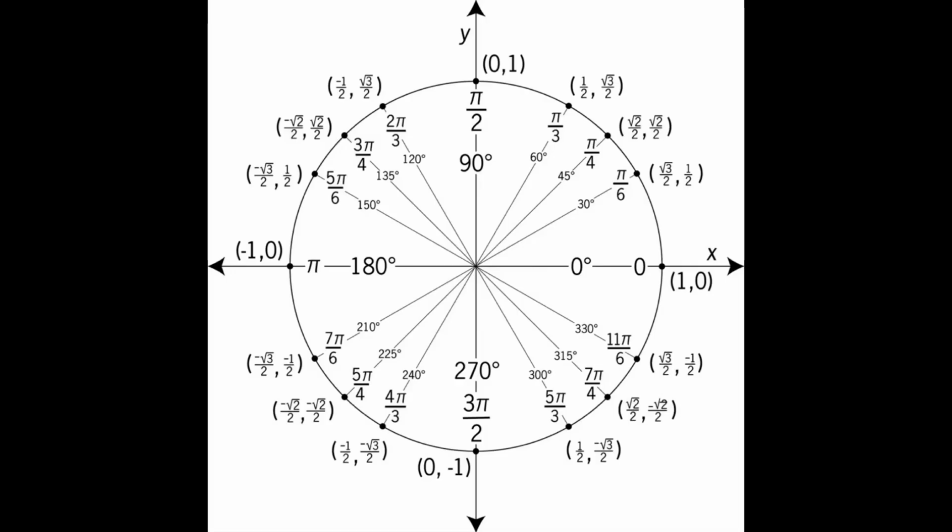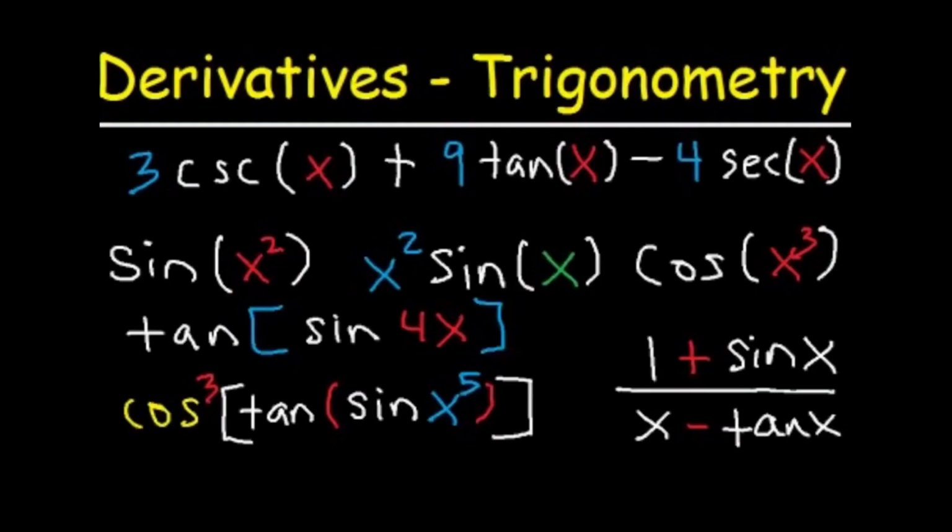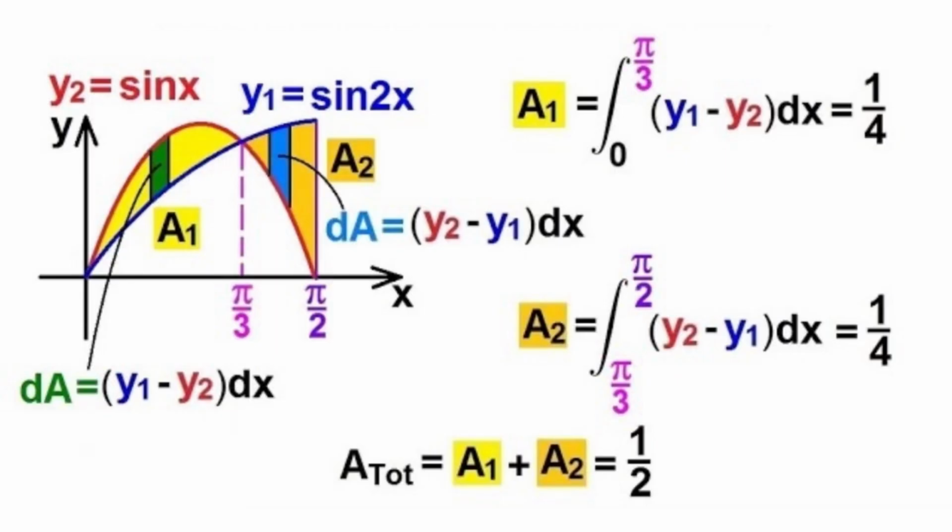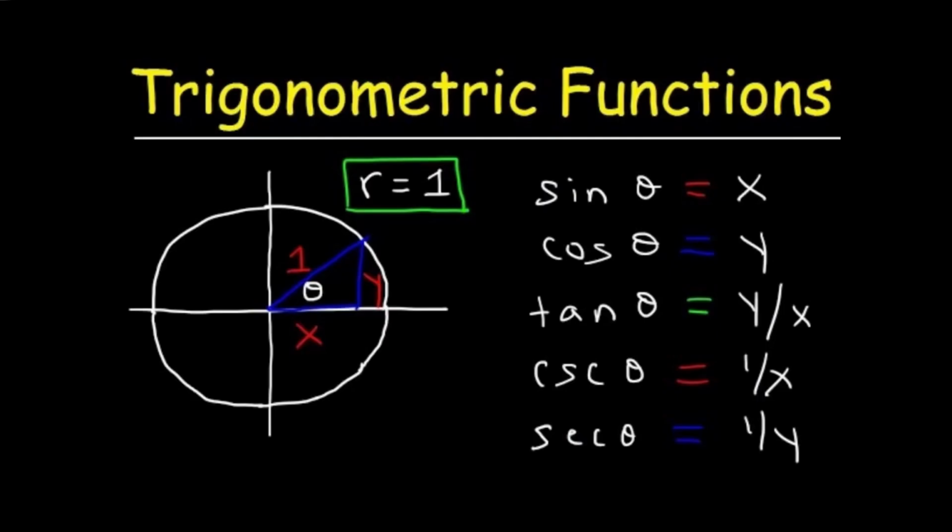The unit circle can be used for many different mathematical concepts, like calculating derivatives of trig functions and using integrals to find the area under the curve of a trig function. But more often than not it's just used as an easy way to define sine and cosine functions.